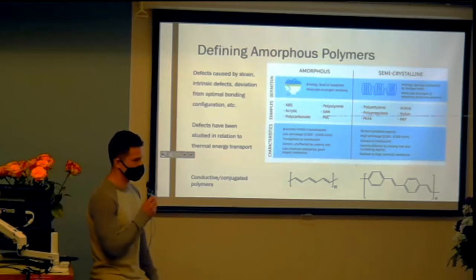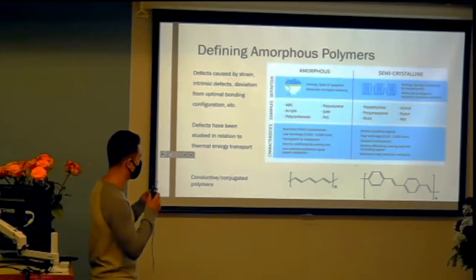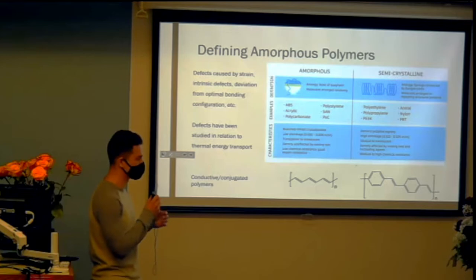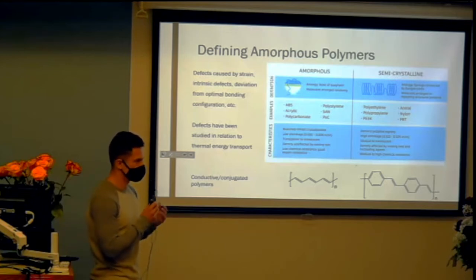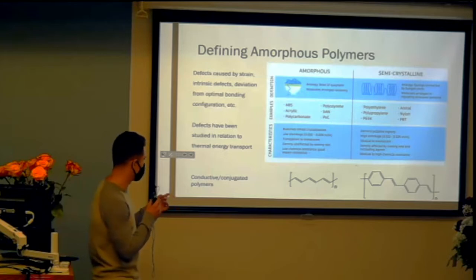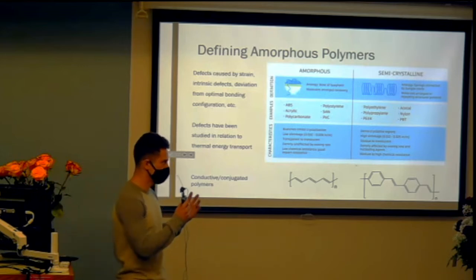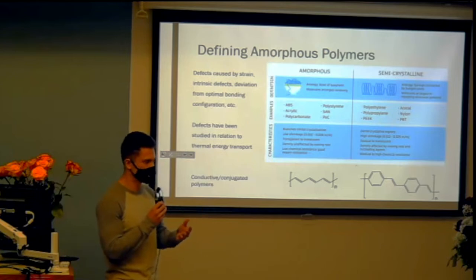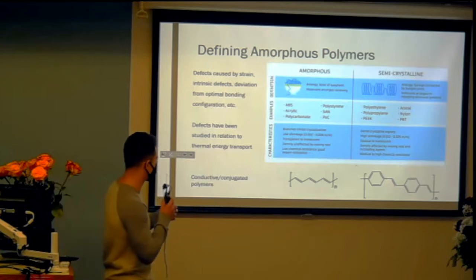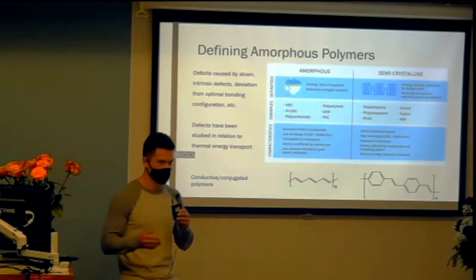And defects in these polymers are caused by a few different reasons, but a lot of the time they're caused by strain or intrinsic defects or deviation from optimal bonding configuration. And research in thermal energy transport has been studied on these defects, and it's been found that these kinks in these polymers or defects limit the efficiency of thermal energy transport through the polymer. And so I'll look at that same thinking, except with conjugated polymers and electron flow.